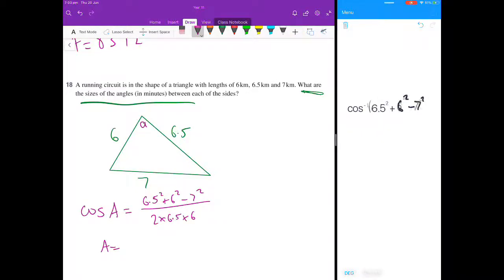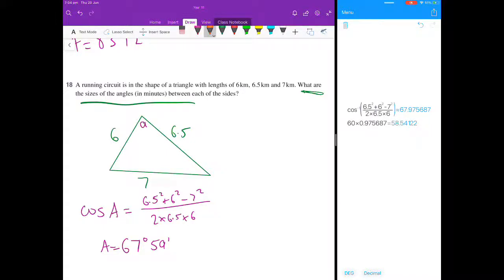And slowly getting there. And once we've got our degrees, we want our minutes. Again, you guys just pressing that button on your calculator to get you turned over there, and I'll go my way. Number 2, finding B.